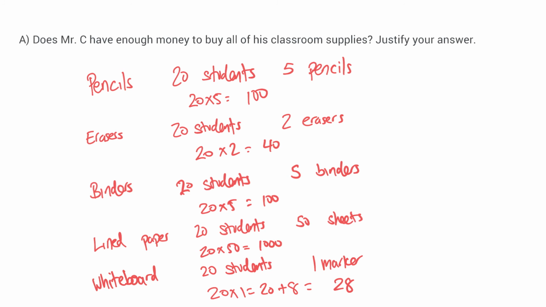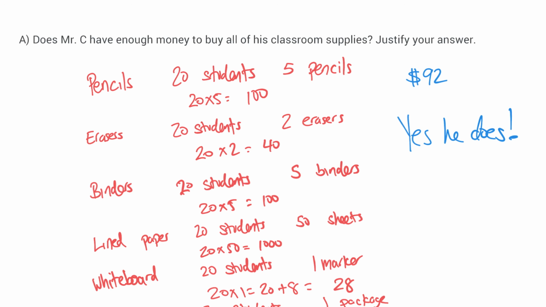And the last one was crayons. So 20 students, 1 package each, for a total of 20 packages. Okay. So now we're going to take these numbers and go back to this page here. We have $92 and we have enough. So $92 is how much it's going to cost. So does Mr. C have enough? Yes, he does.